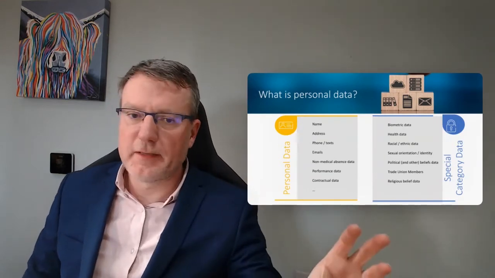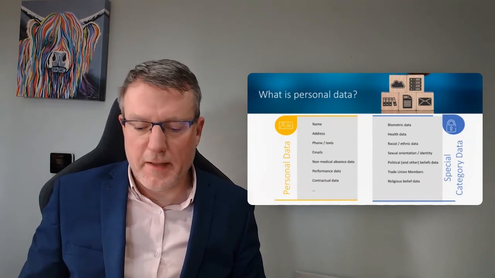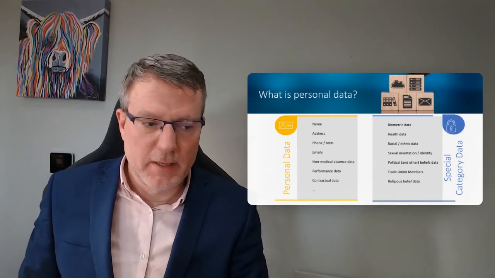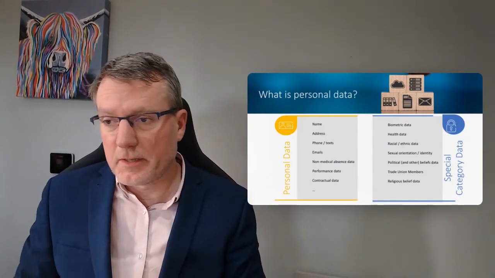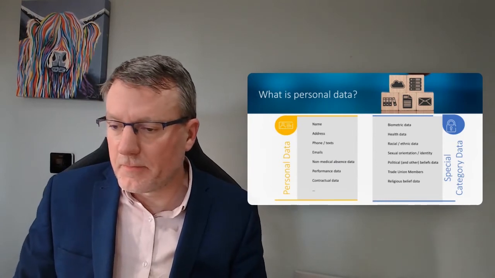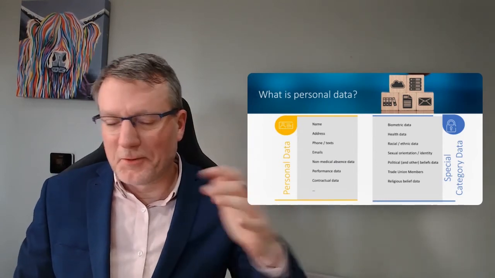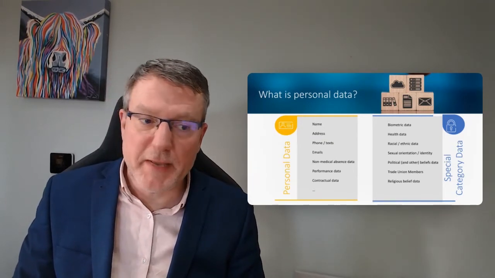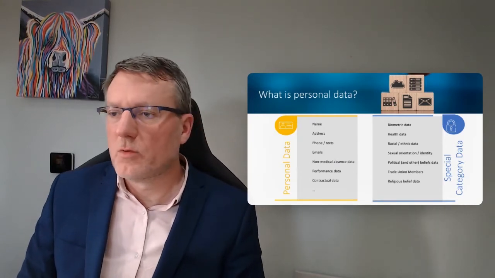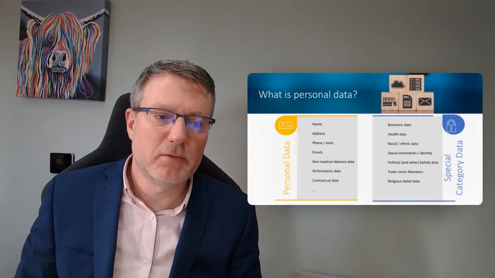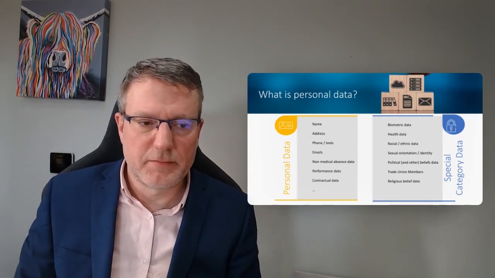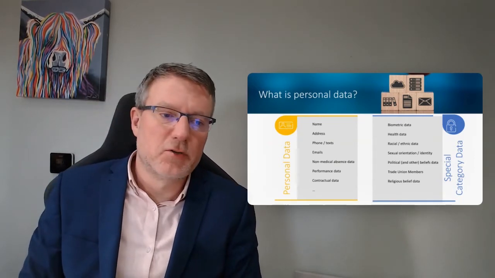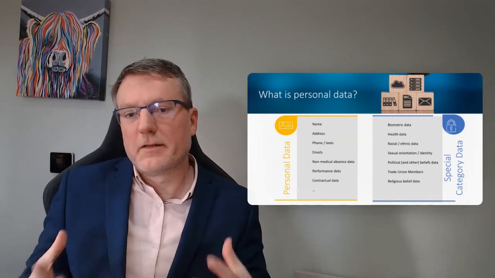Now, the special category data is what we previously called sensitive data. So this is now relabeled special category data. Some employers have got biometric data now because perhaps they have fingerprint scanning rather than the old-fashioned clock cards. Obviously, health data is special category data. All of your equal opportunities type data, so your racial and ethnic data about individuals, sexual orientation, gender identity information, political and other beliefs information, trade union membership, religious belief, all of that is special category data.